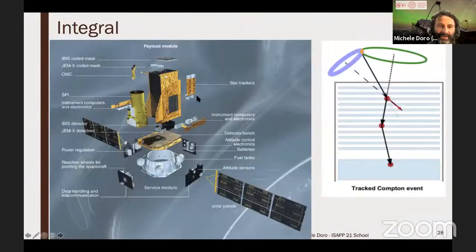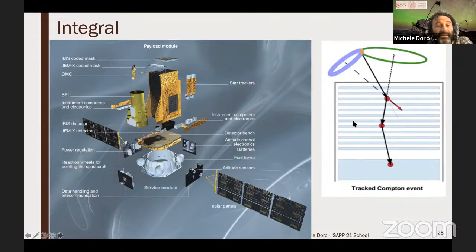So you see that a telescope, a satellite, is a pretty complex instrument. You have the solar panels for energy, and then you have assemblies of several parts. That's what is called the payload module. For example, this is one of the two instruments, IBIS here, and that's the SPI. And an additional power regulator and other instruments are there.